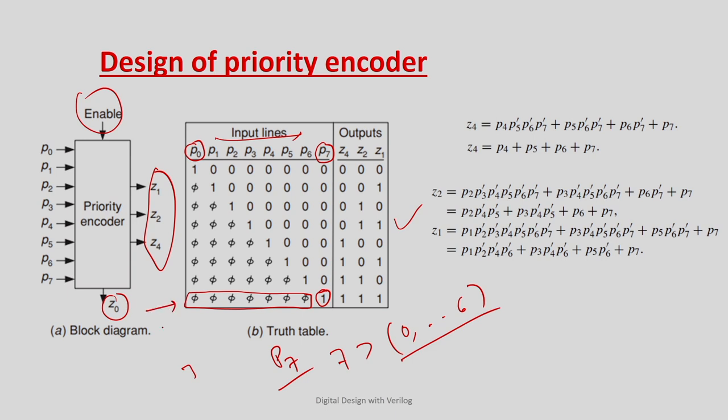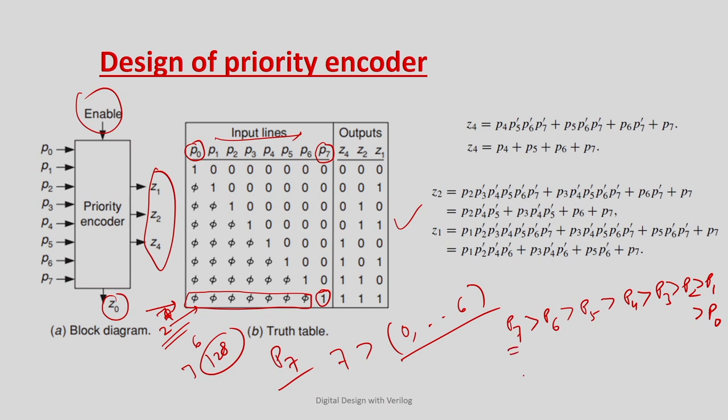So, effectively this line has 2 to the power 7 possibilities, because P0 to P6 are 7 bits, and 2 to the power 7 is 128. So, there are 128 scenarios captured by this line, because P0, P1, P2, P3, P4, P5 and P6 can have any values. In all 128 scenarios my output will be only 7, because I give maximum priority to P7. Okay? So, the priority order is like this: P7 has higher priority over P6, then over P5, then P4, P3, P2, P1 and P0. So, this is the order. Whenever P7 comes, the others do not matter.